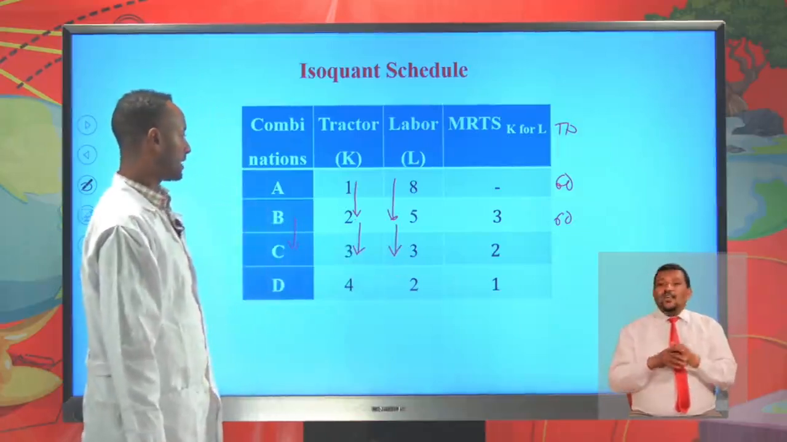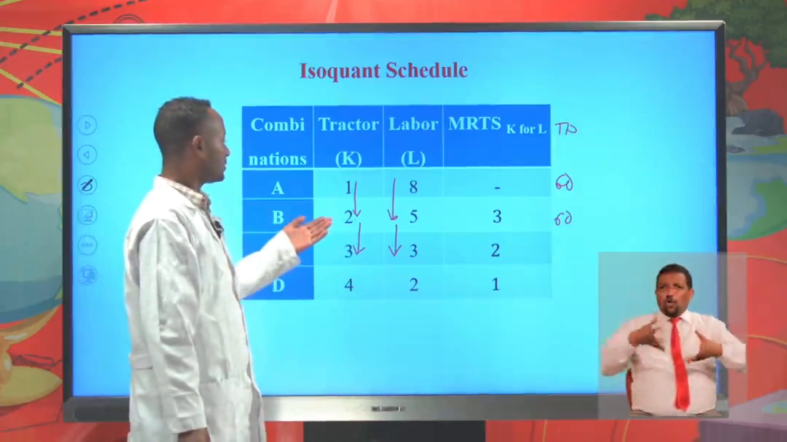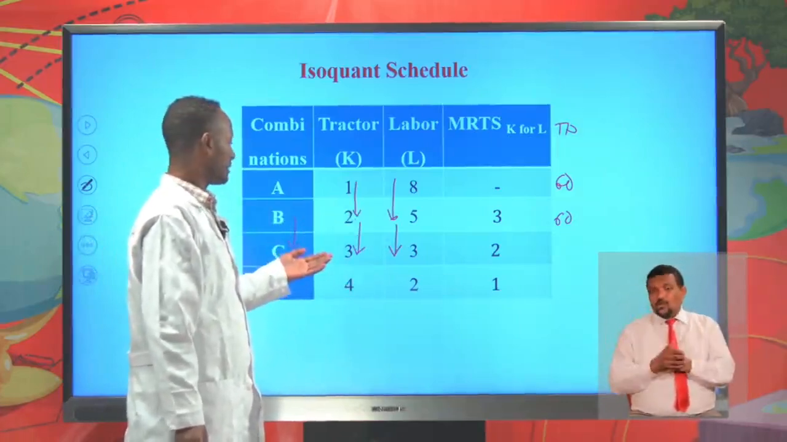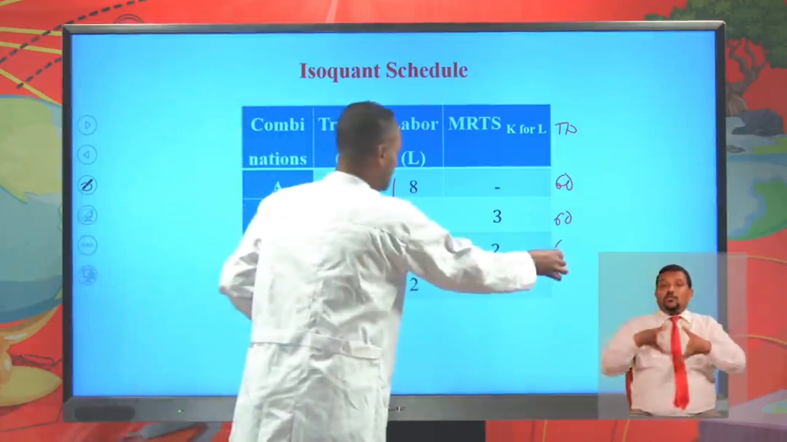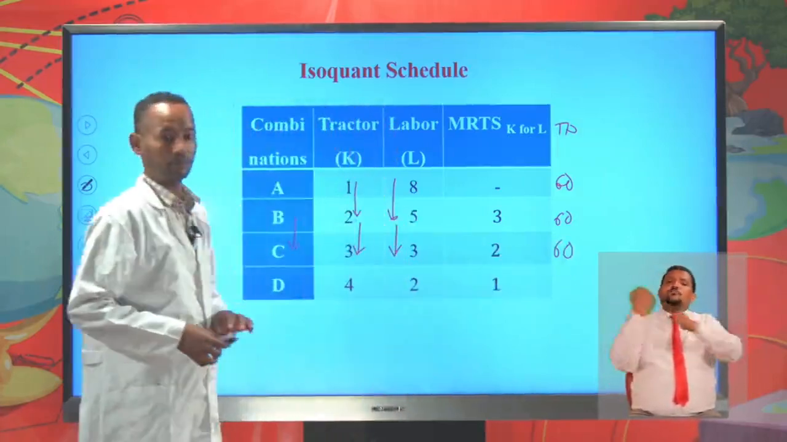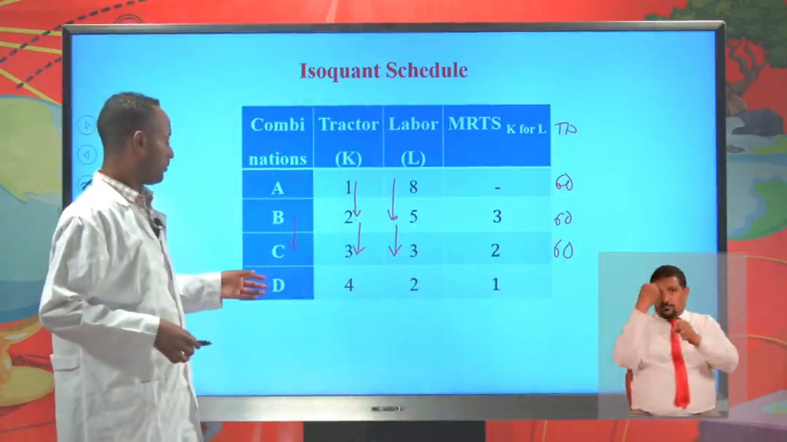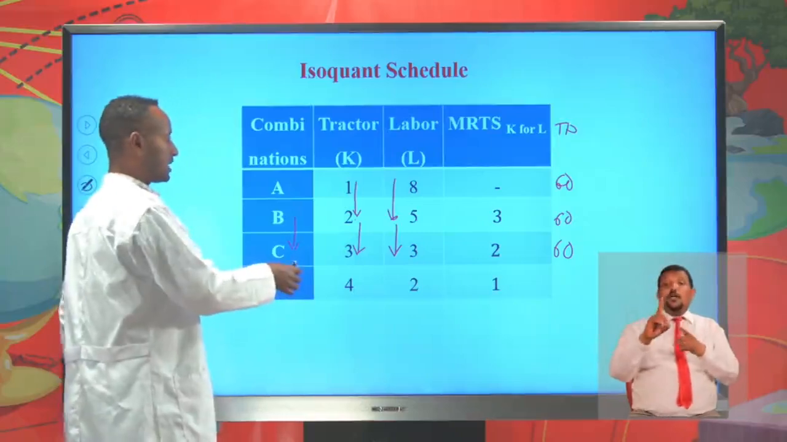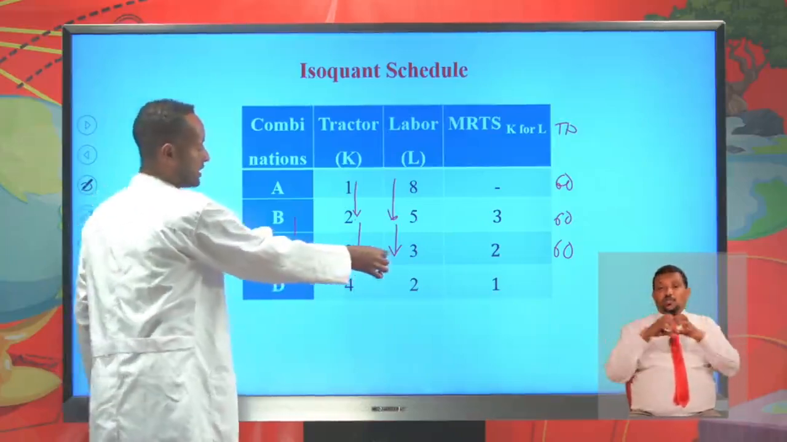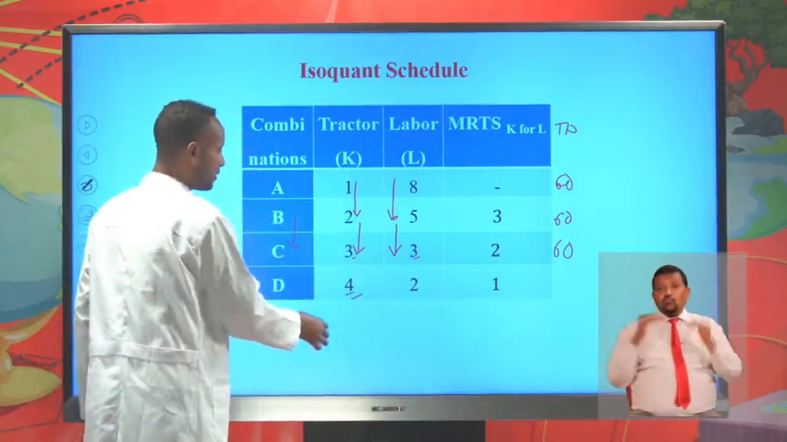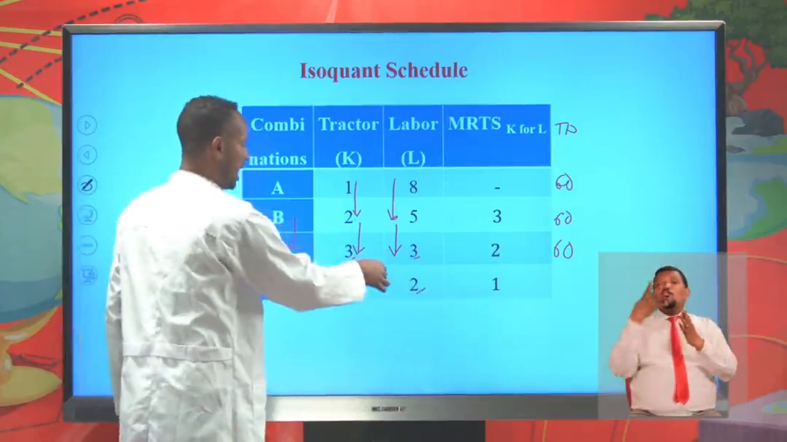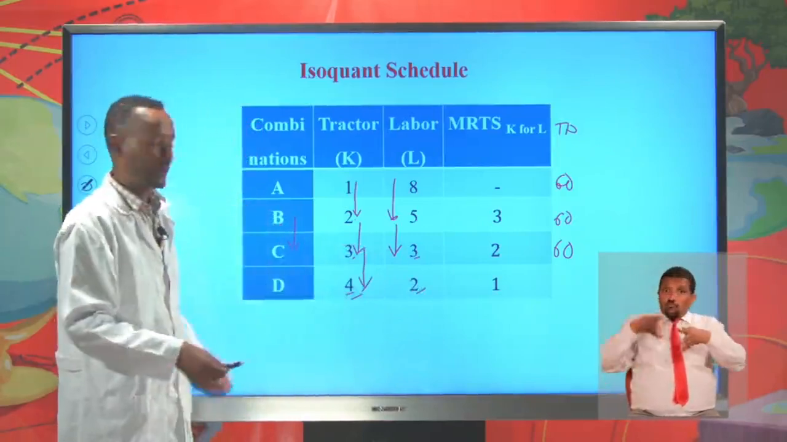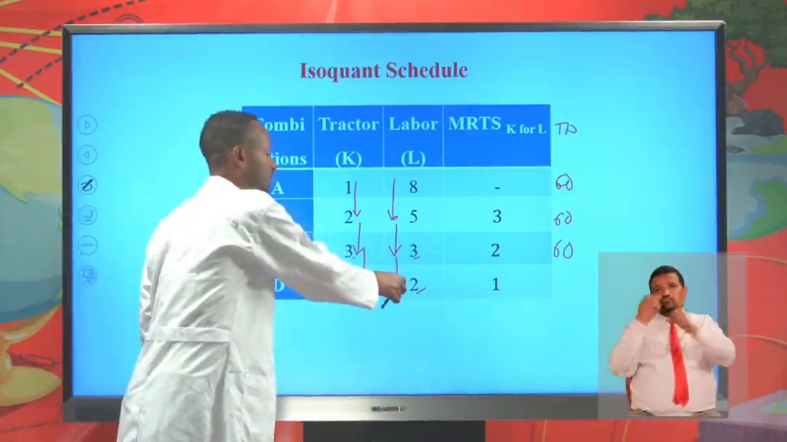As the farmer increases employment of the variable input tractor, he is reducing employment of the variable input labor. So the farmer gets 60 quintal from 2 tractors and 5 labor, and again 60 quintal from 3 tractors and 3 labor. Finally, when we move from combination C to D, the output from 3 tractors and 3 labor is equal to that of 4 tractors and 2 labor.